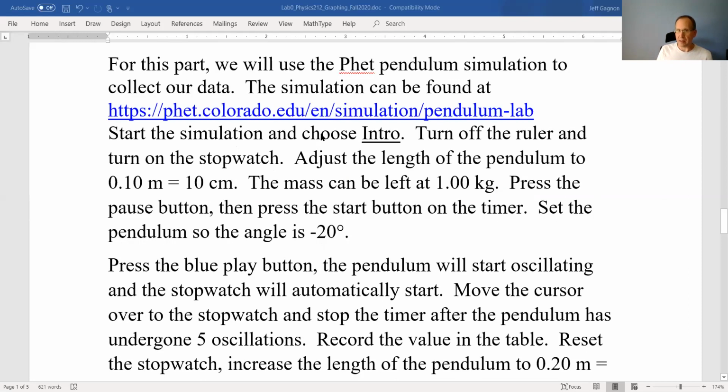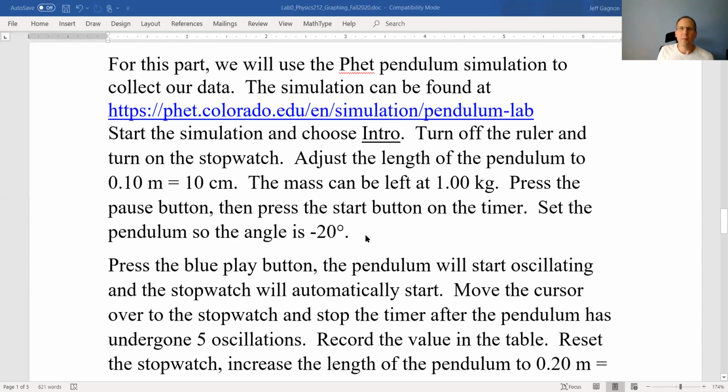So you want to go to that simulation that I used, the PhET physics simulation. By the way, they have a bunch of really good simulations, and we're going to use many of them throughout the semester. There's not one for every particular lab that we do, but for many of the labs, there's some type of simulation that we can look at so you guys can collect some data.